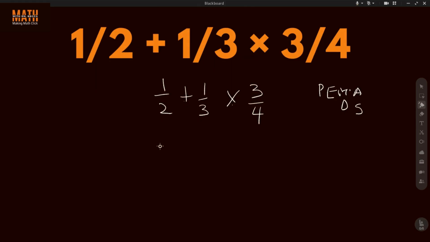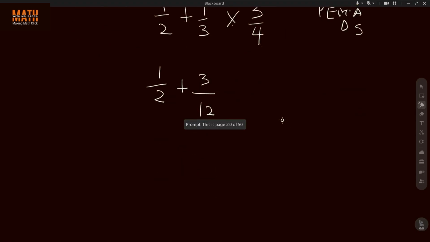To solve this, we have 1 over 2 plus, and we multiply 1 over 3 by 3 over 4. Since we are multiplying, we just multiply the numerators and then multiply the denominators. That means 1 times 3 gives 3, and 3 times 4 gives 12. So now we can add 1 over 2 plus 3 over 12.